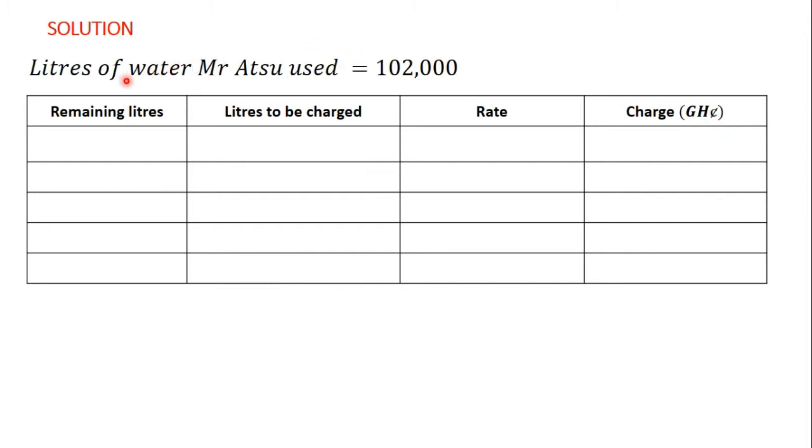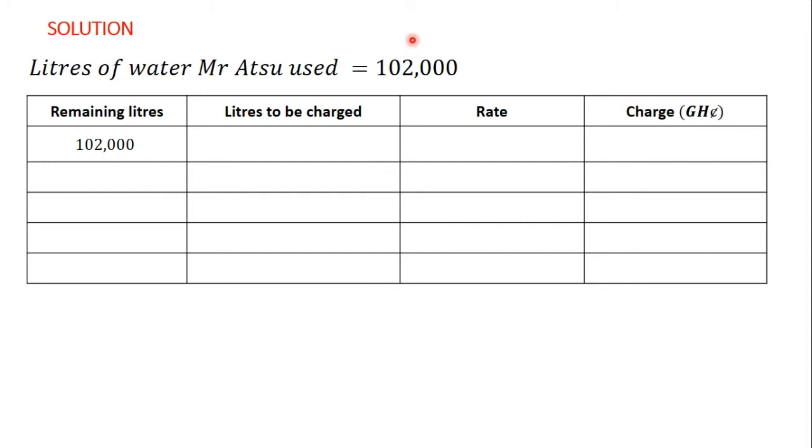The number of liters of water Mr. Achu used is 102,000. So before we start the calculation, the remaining liters will be the same as the liters of water Mr. Achu used, and that is 102,000. As I've already indicated, we will divide this 102,000 into the groups that were given to us in the question.